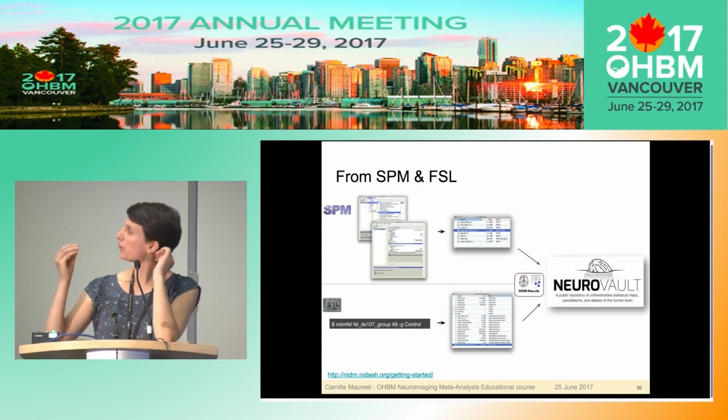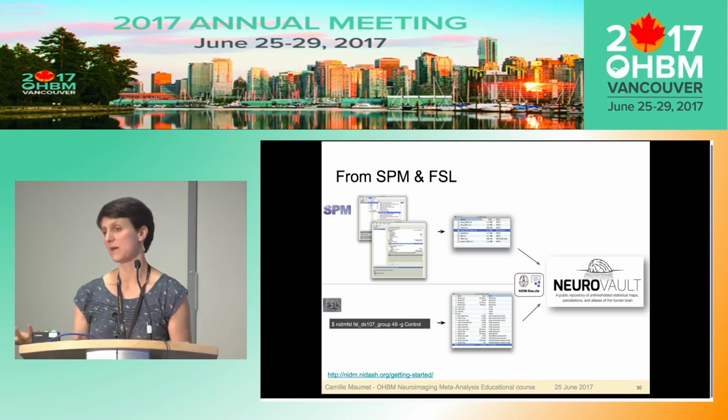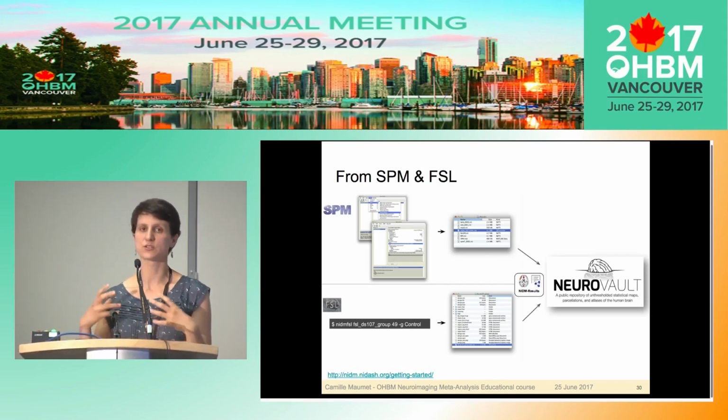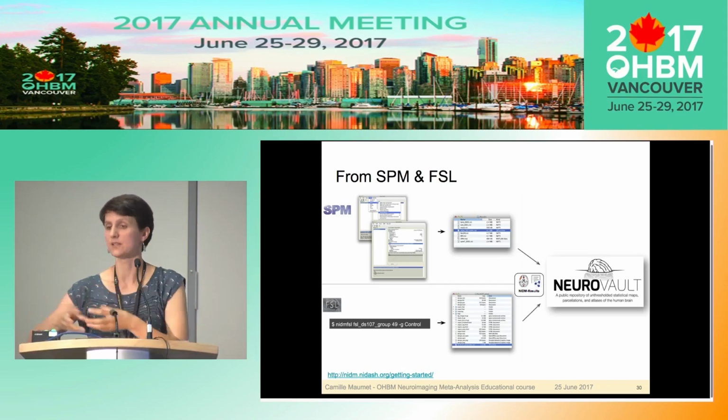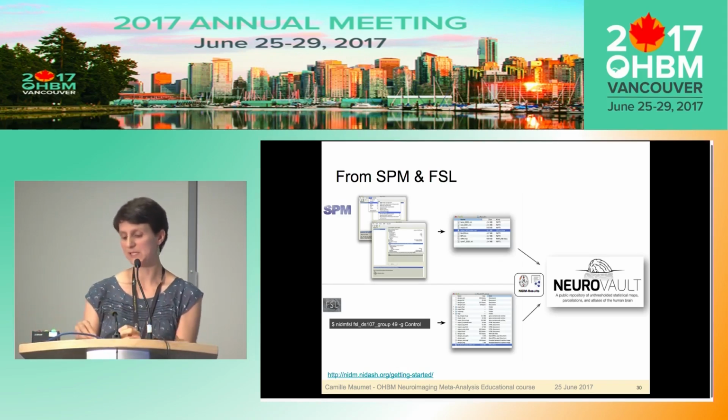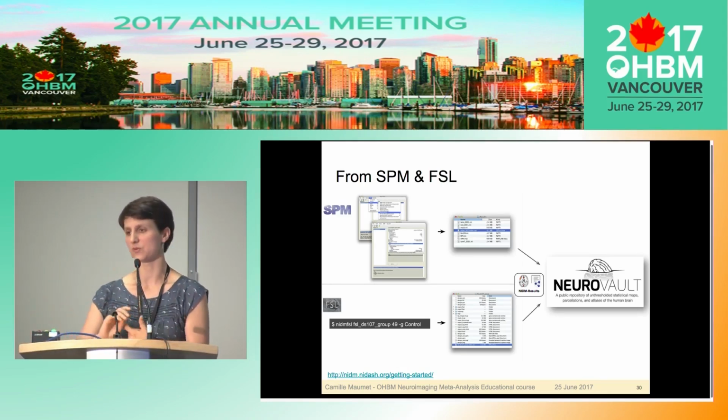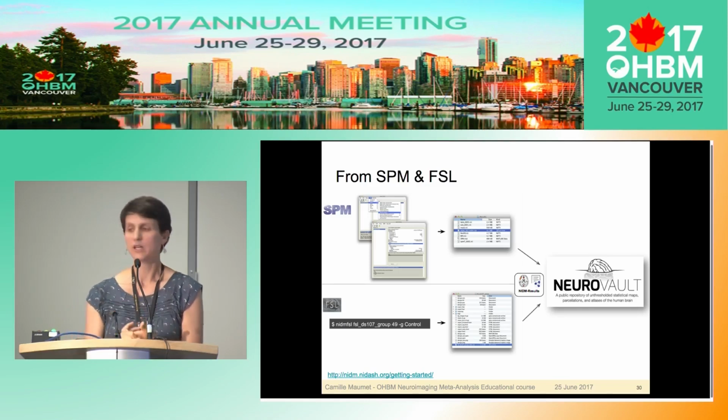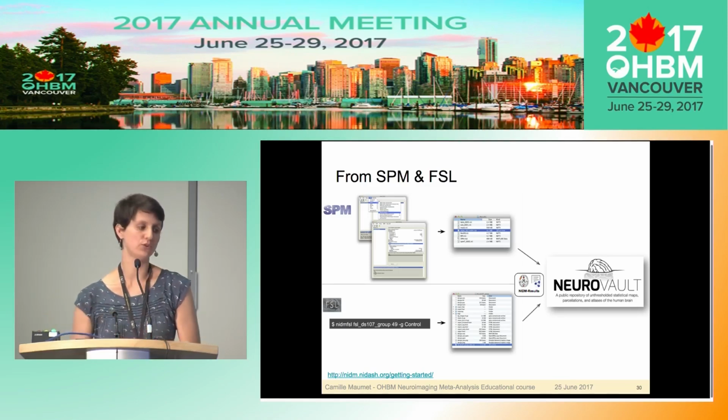If you want to go from SPM and FSL and upload your maps to NeuroVault, you can either just go into, for instance, the SPM results folder and pick those NIfTI images, so the contrast images, the T-stat images, and then upload them to NeuroVault.